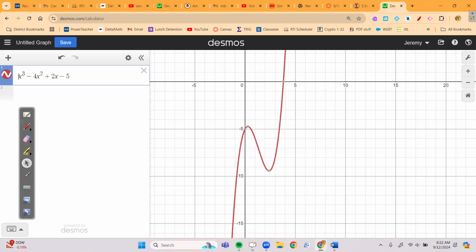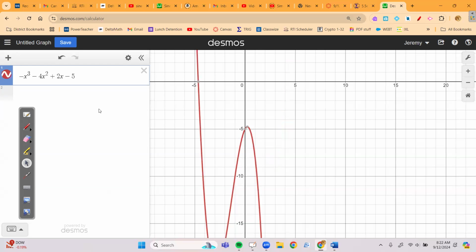But if I put a negative in the front, would anyone like to guess what happens to the graph? Something flips for sure. I see what you're saying, and it's not actually a horizontal reflection, but it will almost look like it. That's good thinking. Watch what happens when I add this negative at the front. What did it do?